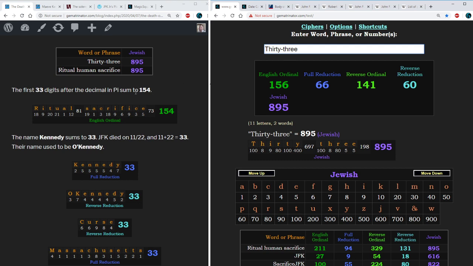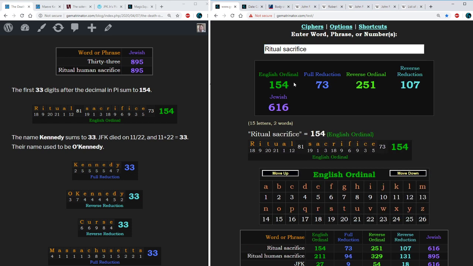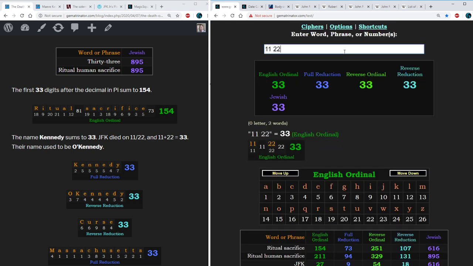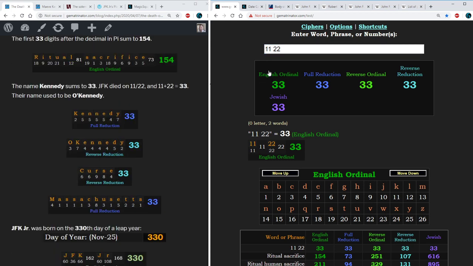What I found interesting today is that if you sum the first 33 digits after pi, they sum to 154. Ritual sacrifice gives us a value of 154 in the alphabetic order. Now, JFK died on November 22nd, the date written 11/22. Of course, this sums to 33.